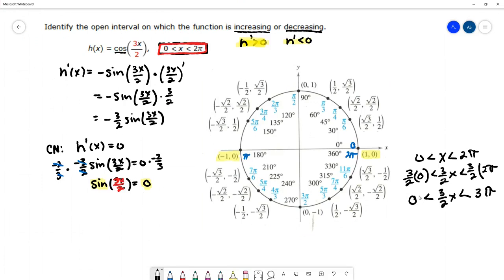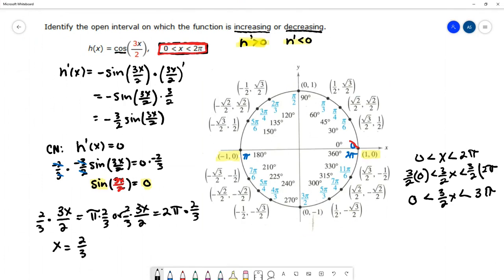So we don't have an equal to on this 0, so we're going to leave this out. But an angle of pi and an angle of 2 pi lie within 0 to 3 pi. So we're going to use both of those. So that angle, 3x over 2, could be pi, or 3x over 2 could be 2 pi. We'll multiply both sides by 2 over 3. And we get that x is equal to 2/3 pi, or x is equal to 4/3 pi. So that gives us our critical numbers of 2/3 pi and 4/3 pi.